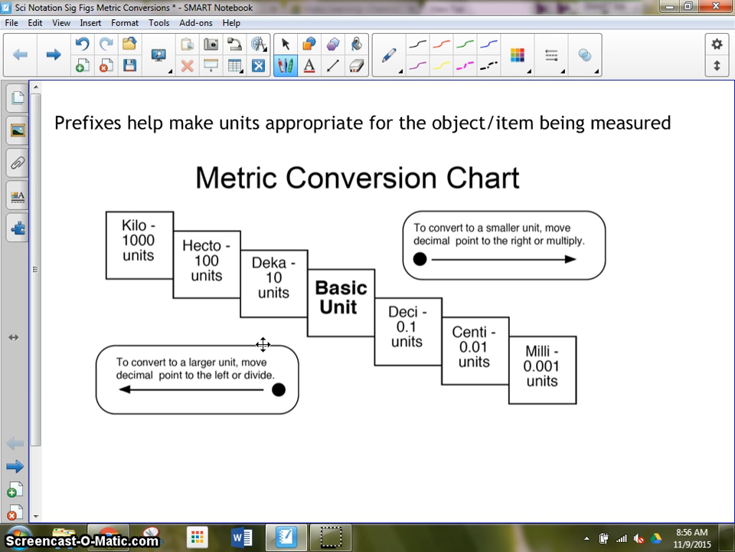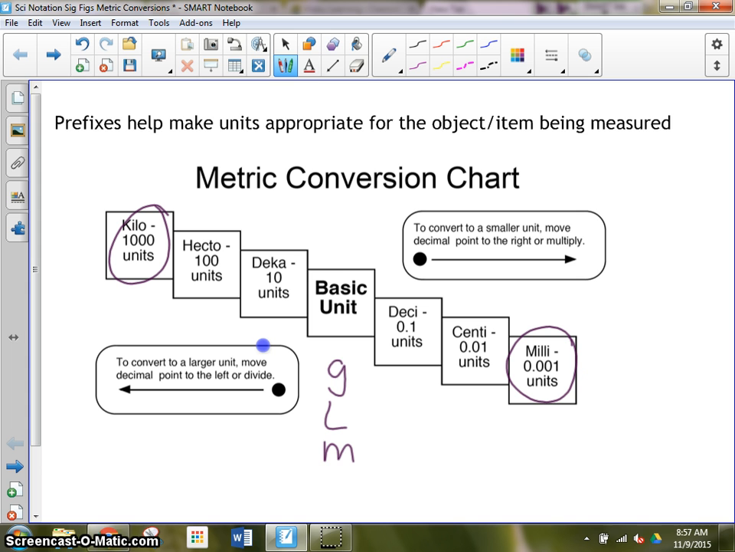To begin, for the metric system, this particular chart is really your go-to tool to help you convert back and forth between the prefixes. Some of the most common ones we'll be using will be milli and kilo, as well as the basic unit, so those would be the ones without the prefixes, like grams, liters, or meters.